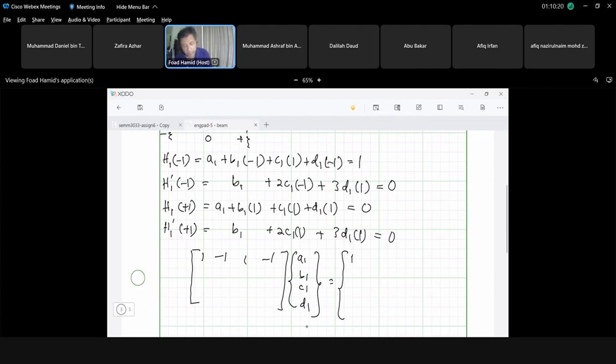It's 1. And then this is 0, 1, minus 2, minus 2 plus 3. And this should equal to 0. And the next one is 1, 1, 1, 1 equal to 0. And the last one is 0, 1, 2, 2, 3, and should equal to 0.